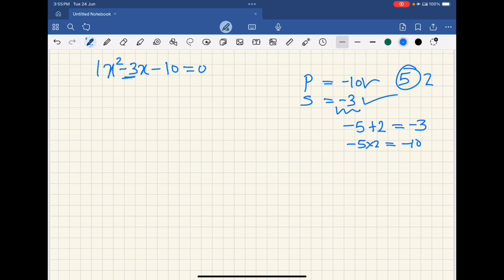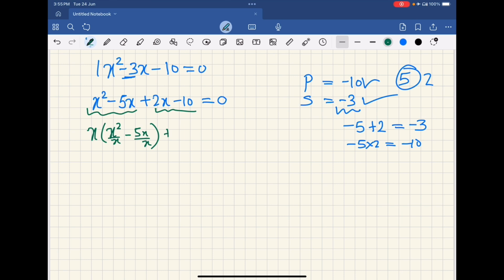So middle term which is minus 3x will be written as minus 5x plus 2x minus 10 which is equal to 0. Now क्या करेंगे हम? We will do factorization in the groups. So first x square minus 5x में x common है. So let's take x common. x square divided by x and then minus 5x divided by x. ये होता है common लेने का मतलब.